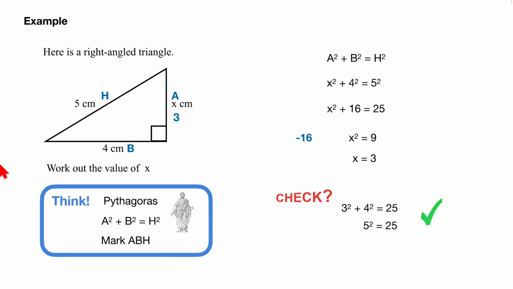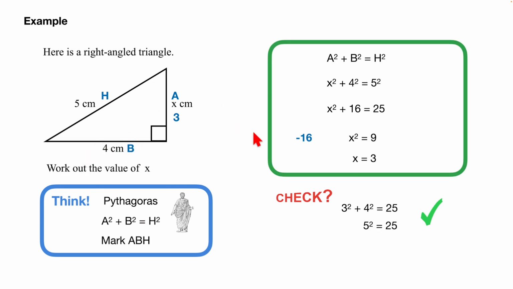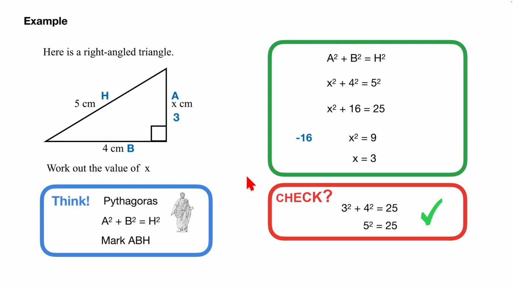So have a think. Are there any angles involved? No, in which case it's Pythagoras. So let's mark it up, A, B, H. Do the calculation, shouldn't be too complicated, and then finally check it. These questions are very easy to check.